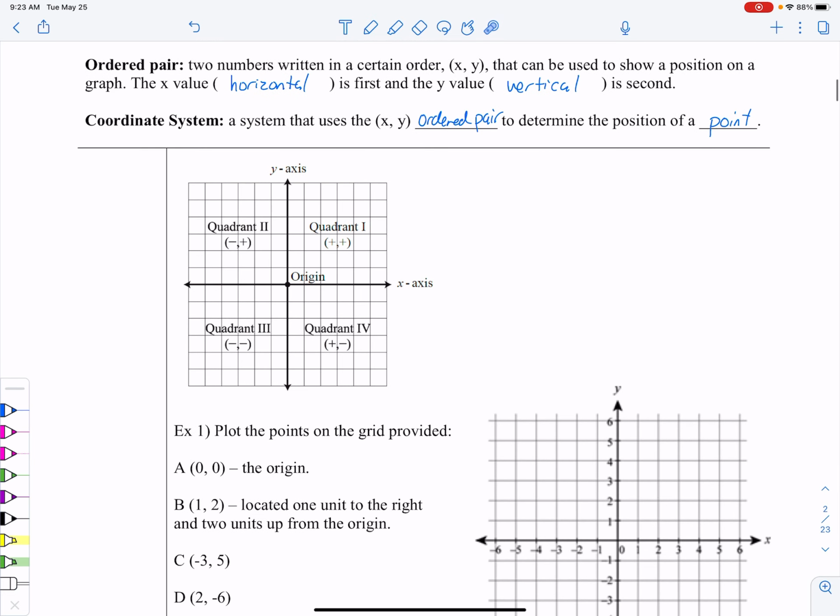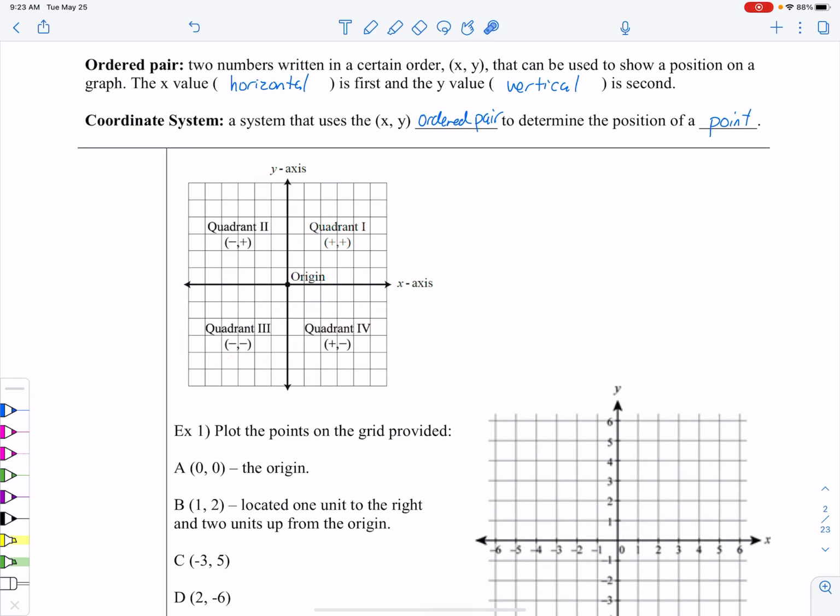So here is our coordinate system. And we have 4 quadrants. Quadrant 1, where both the X and the Y are positive. So this is our X-axis here. Our horizontal values are the X values. Anything that's on this side of our axis here, these are all positive X values. So the first number is going to be positive. Anything that's over here, our first number is going to be negative.